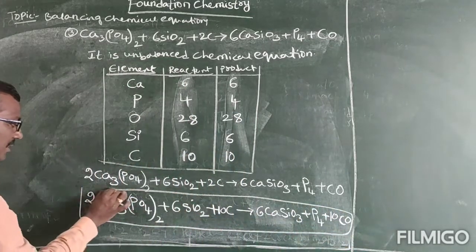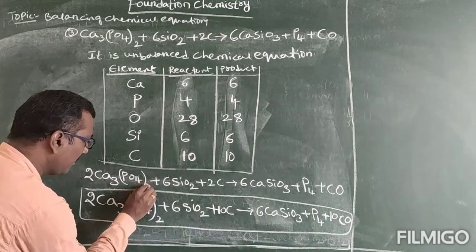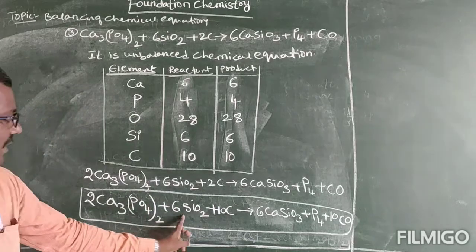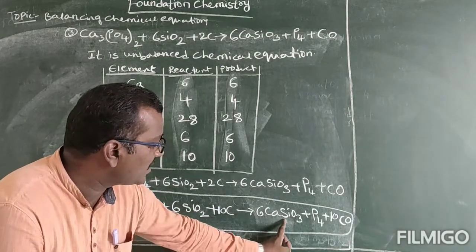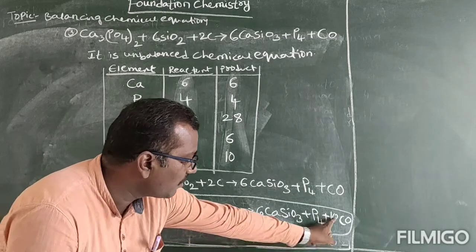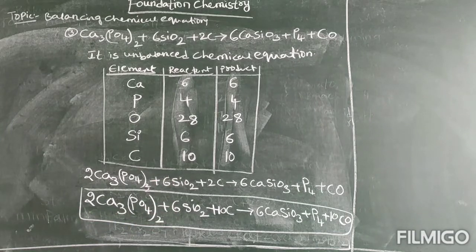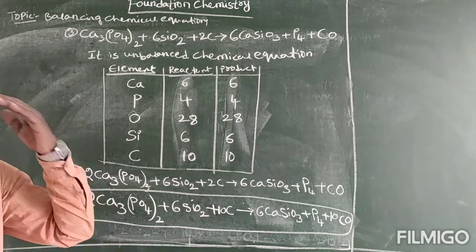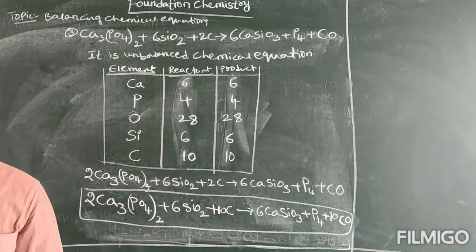What is the answer? 2Ca3PO4 taken twice plus 6SiO2 plus 10C gives rise to 6CaSiO3 plus P4 plus 10CO. That you have to write. Then it will be easy. All this balancing depends upon your logical thinking. Okay, even number and odd number logic.